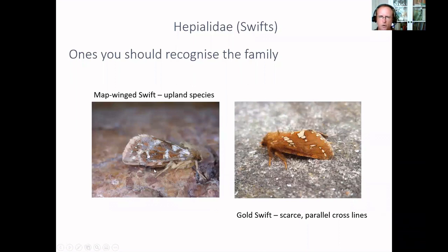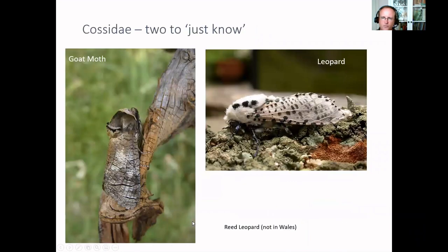And then the other two species are a little bit more specialized, with the map-winged swift being an upland species and gold swift being actually quite scarce. And the key there is that it's got parallel cross lines rather than V-shaped cross lines. The next family along, the Cossidae, there's only three species. They are, again, two that once you've come across them, you'll just know them. Goat moth, leopard moth. And if you think you've caught reed leopard, then your county recorder would definitely want to know about that, because it's not currently known from Wales. Again, doesn't mean you're wrong, just means we would really like to see a photo or some kind of evidence to make sure, rather than it probably just being one of the wainscots, but nevertheless, you never know. It could be hiding in the fens somewhere of South Wales or elsewhere.